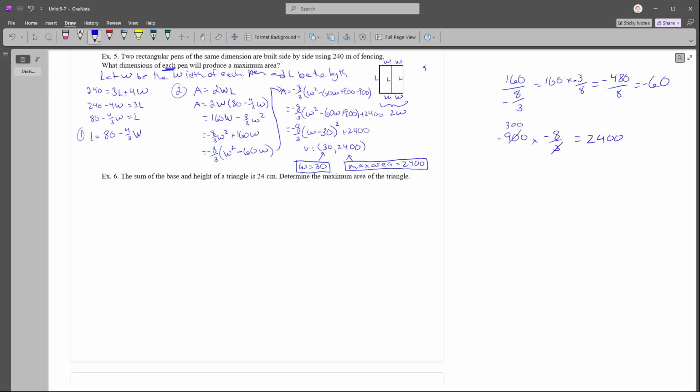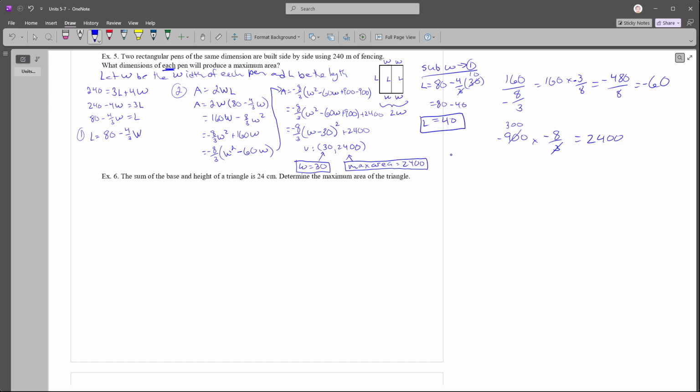So we have to sub W into equation 1. So we have L is equal to 80 minus 4/3 times 30. This is going to cancel out and this is going to become a 10. So now we have 80 minus 40. So L is just going to be equal to 40. There we go.